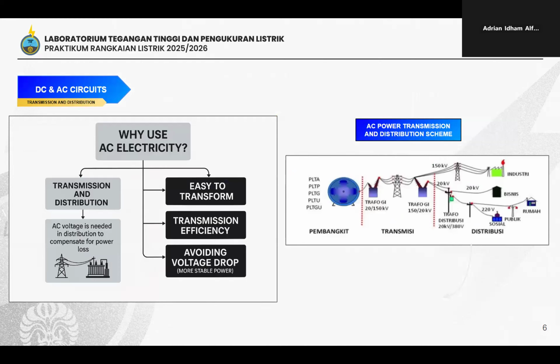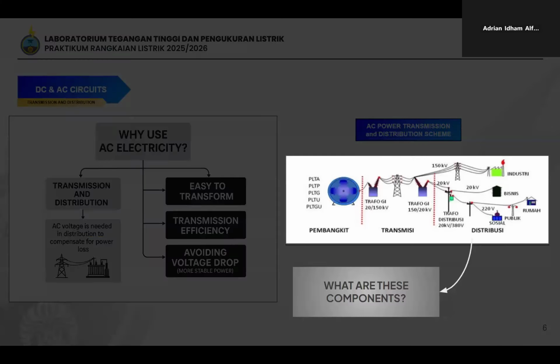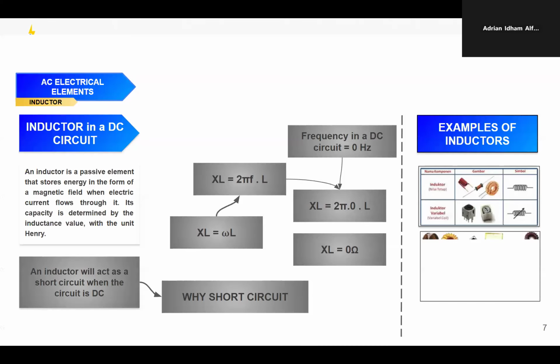And this is why we use AC electricity, because there are three reasons. First, it is easy to transform. The second is transmission efficiency, and the last is avoiding voltage drop. And this is the AC power transmission and distribution scheme. Okay, next. What are the components in this schema? We'll discuss this.